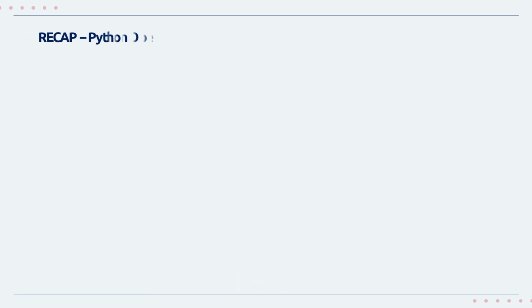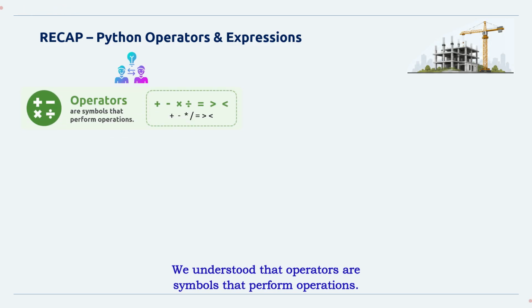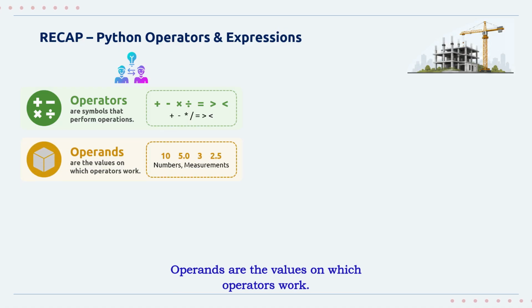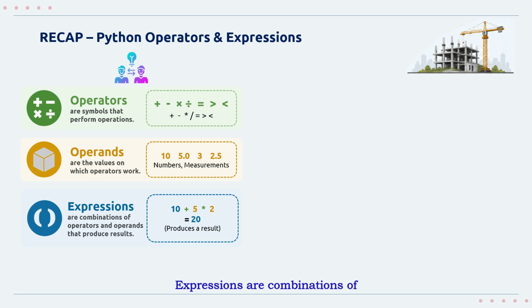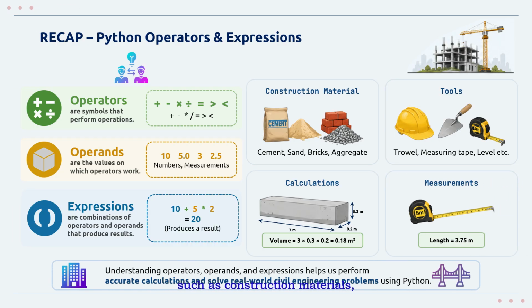Hello everyone. In our previous lecture, we discussed the basic concepts of Python operators and expressions. We understood that operators are symbols that perform operations. Operands are the values on which operators work. Expressions are combinations of operators and operands that produce results. We also connected these concepts with civil engineering examples such as construction materials, tools, calculations, and measurements.